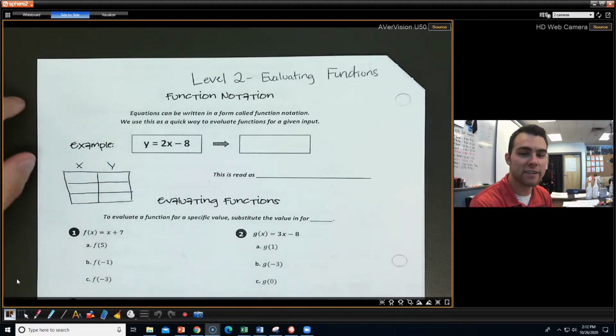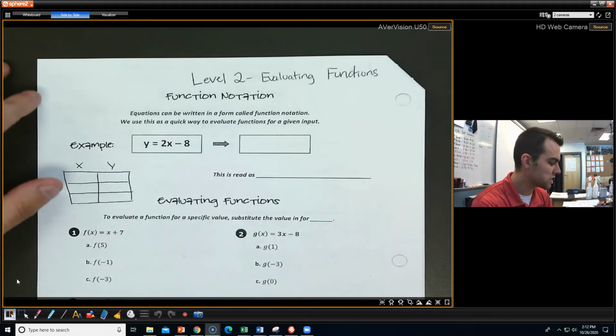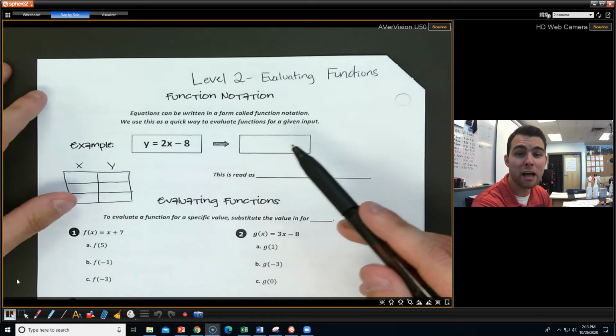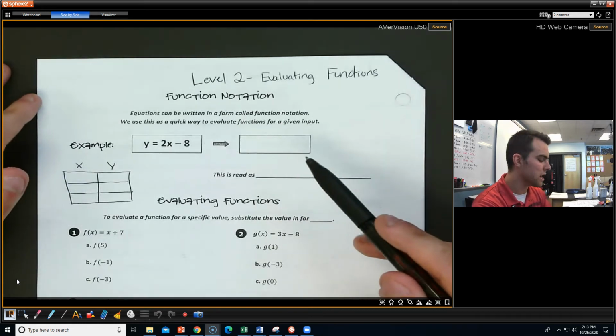And after that horrible rhyme scheme, we're going to look at something called function notation, something I'm a lot better at than sick rhymes, okay?